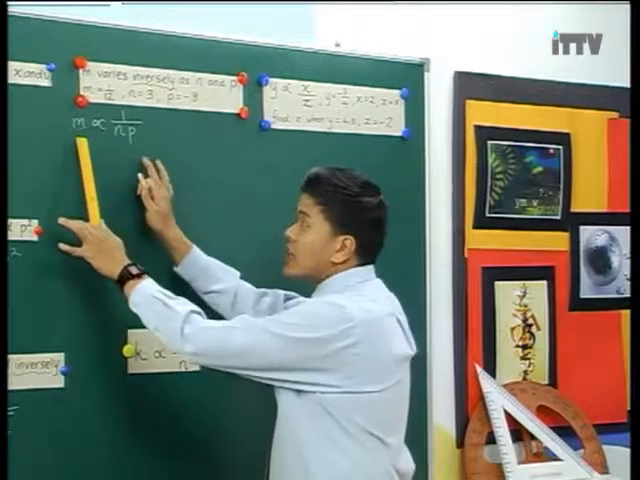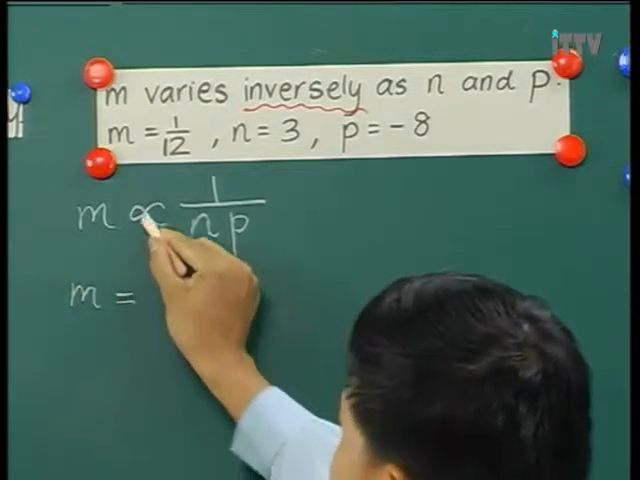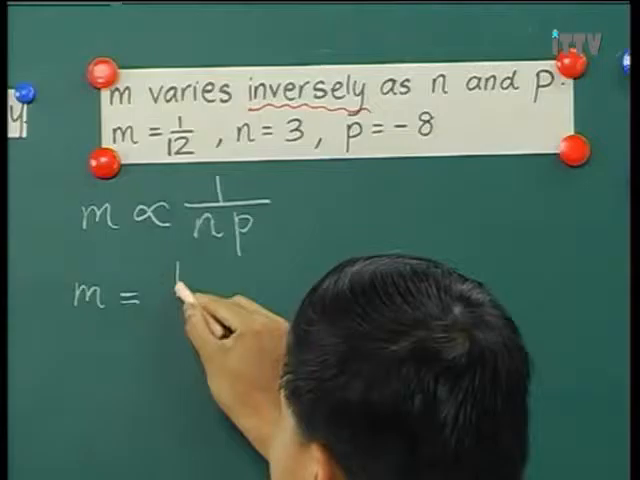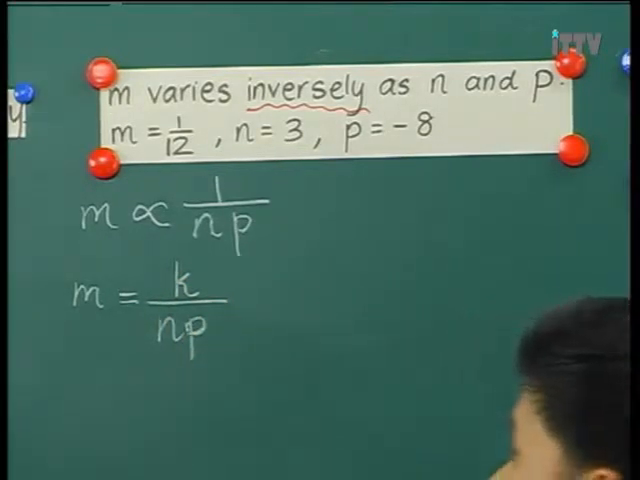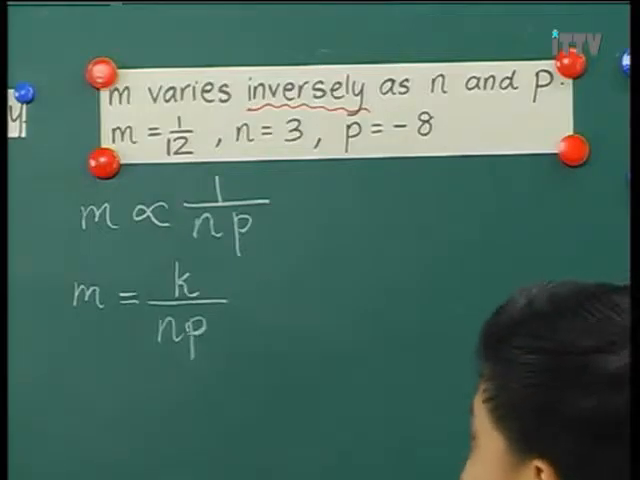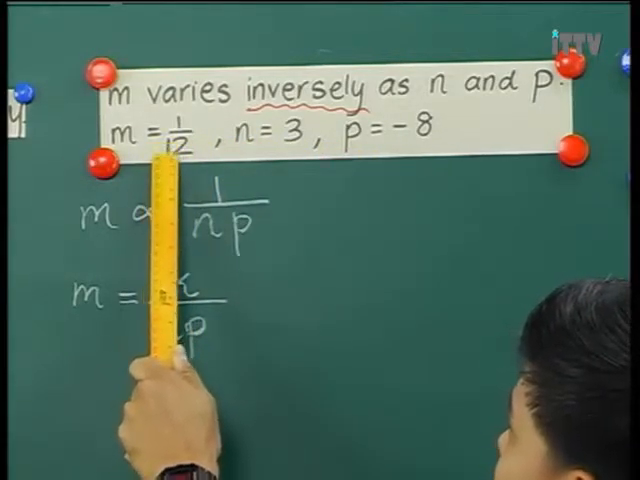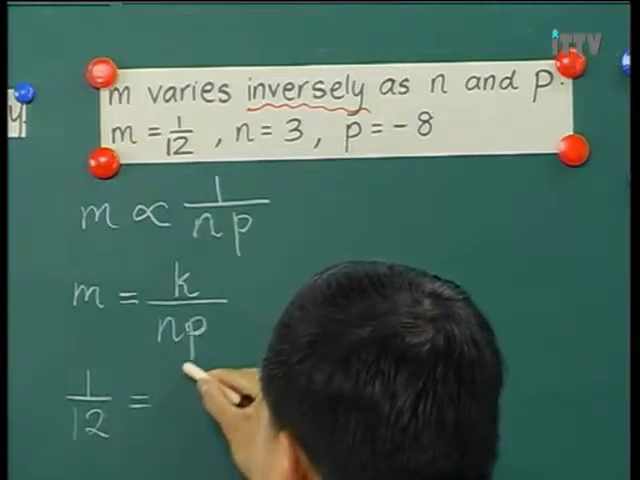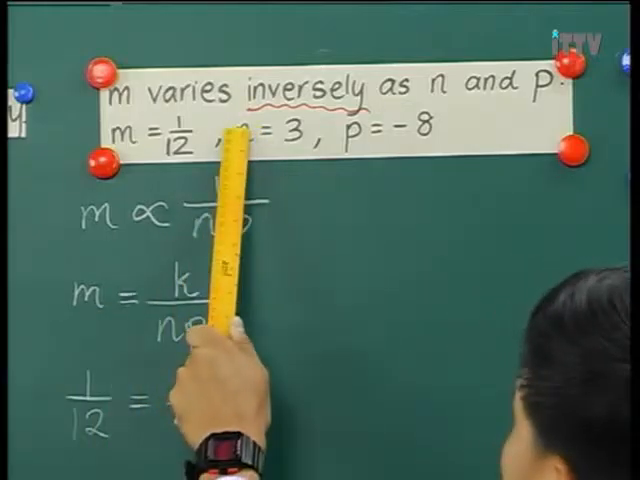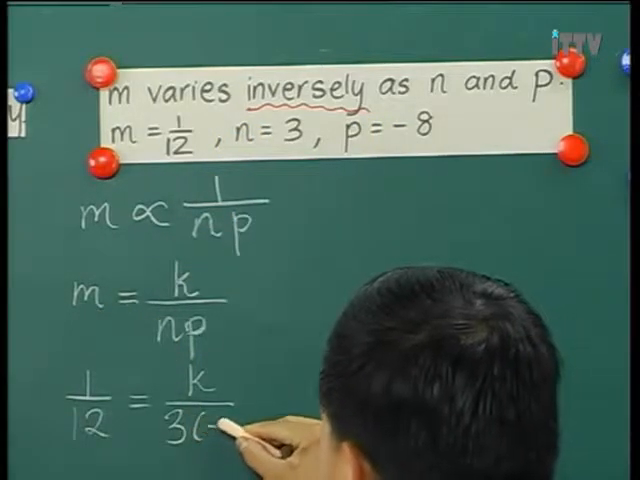So once you have got this, which is the first step, secondly, change it into an equation form, but remember that there will be a constant of variation involved. Alright, so that is what you have to do. Next, this given set of values are given to you when M is 1 over 12. So put it right there. Okay, what is N? N is 3. And what is P? Negative 8.